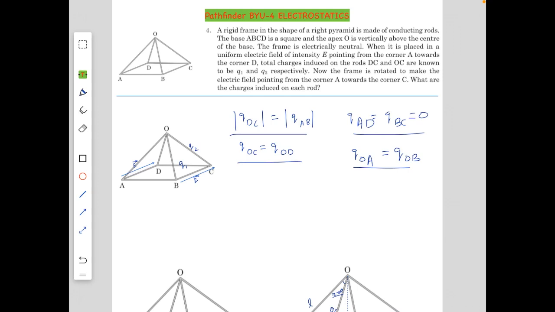So hello guys, here we have Pathfinder Build Up Your Understanding question number 4 from the chapter Electrostatics. Somebody requested this question in the comments, so I'm putting it. So let's start. A rigid frame in the shape of a right pyramid is made of conducting rods.